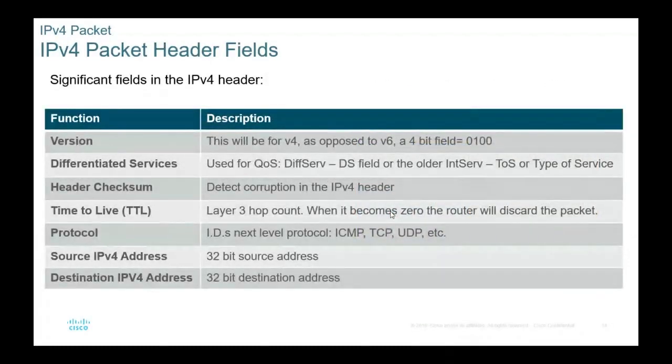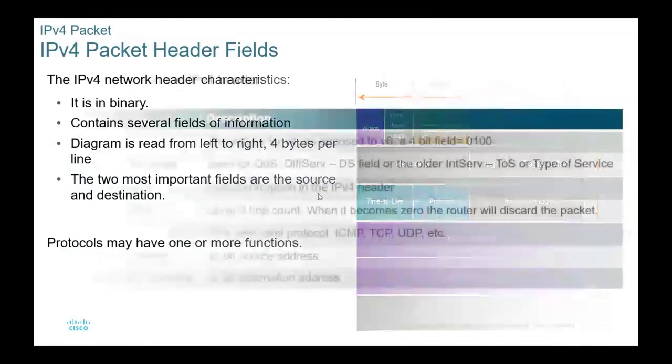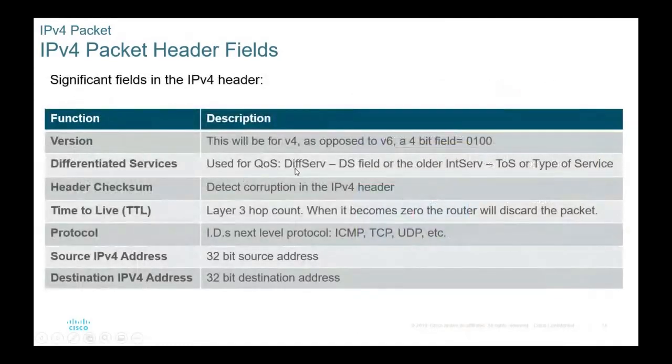All right, the version will be v4 as opposed to v6. Obviously, v4 for IPv4. The differentiated service is what we use for quality of service. So Jai, if you remember, you talked about quality of service. This DS, differentiated service area here, would identify anything that needs higher priority for quality of service.